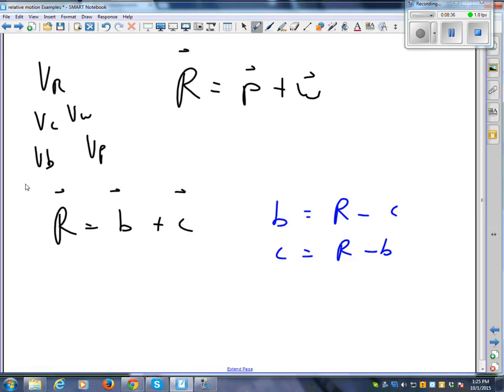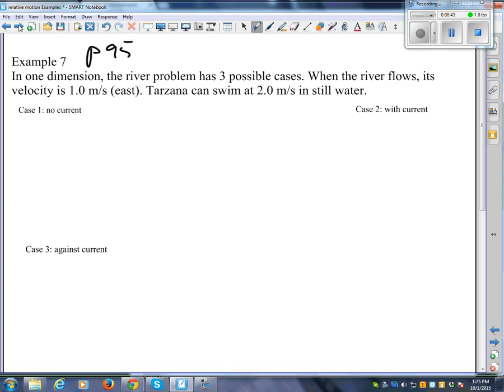Okay, let's skip right to example 7. Relative velocity, relative motion in one dimension. So simple, it's probably not worth even talking about.